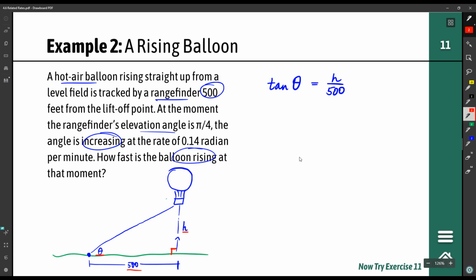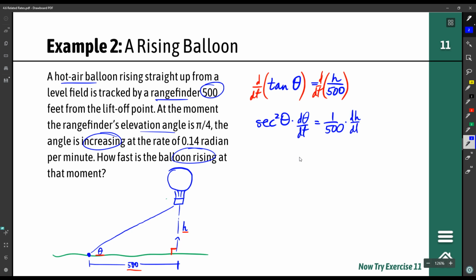That means I get to move on to the next step, which is to differentiate with respect to t. So let's take d/dt of the left, let's take d/dt of the right, and let's move on. So first, the derivative of tangent is secant squared. So secant squared theta. And then implicitly, we found the derivative of theta. So now we multiply by d theta/dt. On the right, h over 500, that's the same as saying 1/500th h. So let's do that. 1/500th then times dh/dt, since we differentiated h. So here we are. There's the result of that step of taking the derivative with respect to t.